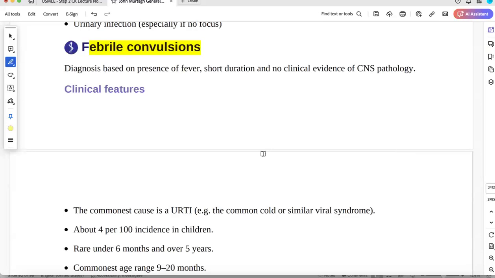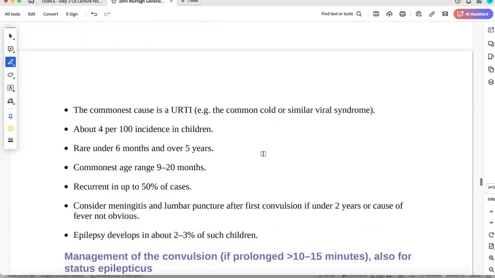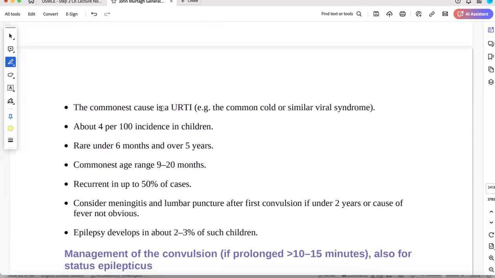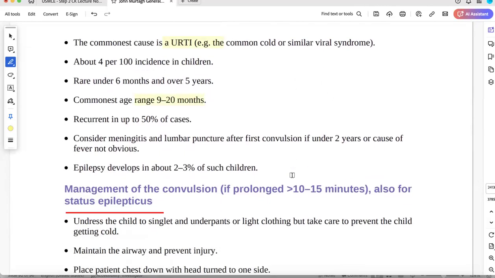So febrile convulsion is when a patient gets fever, especially when a child gets high fever. In response to high fever, sometimes children can get a convulsion. So let's say the child has got an upper respiratory tract infection, and following the upper respiratory tract infection, the child got high fever, and in response to high fever, the child has got seizure or convulsion. That is what we will call as febrile convulsion. It's common in this age group, but it can happen in any age.